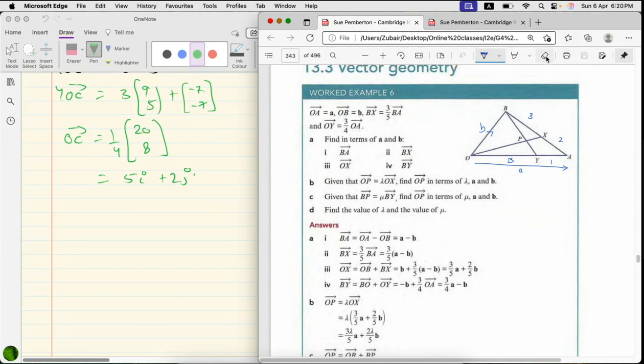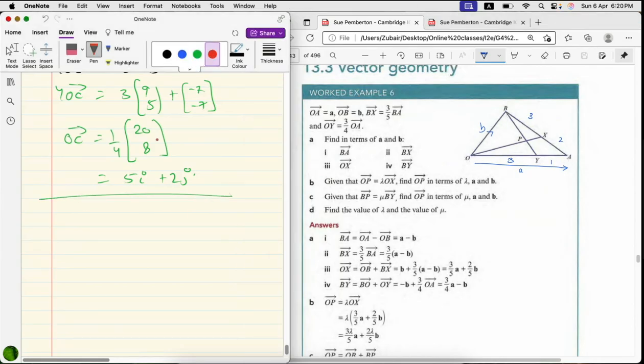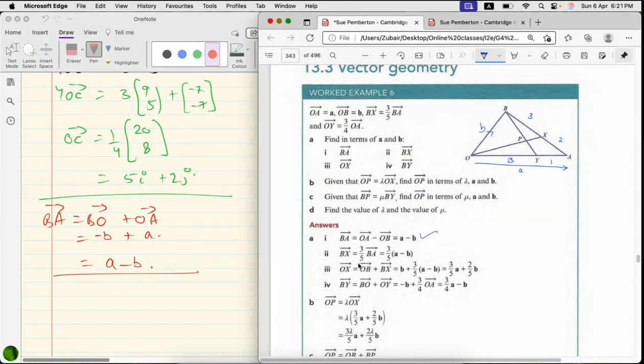BA. Now when we are looking at this, BA, would you agree? BO plus OA. Yes. BA is BO plus OA. And we already know that OB is b, so BO must be negative b. And OA is a. So BA is a minus b. We can rearrange or we can leave as it is.